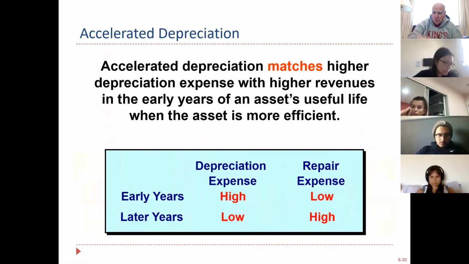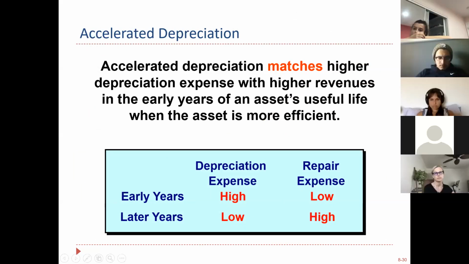Accelerated depreciation. Here, what we're doing is we are not throwing in the depreciation evenly. We're allowed to front load it somewhat if we choose. Accelerated depreciation matches higher depreciation expense with higher revenues early in the period. So on this method, we're going to show high depreciation expense, and later years are going to be low.